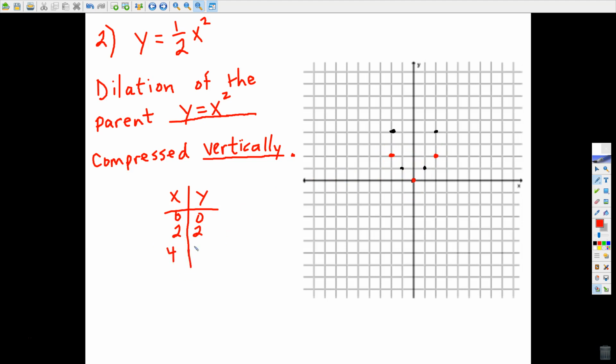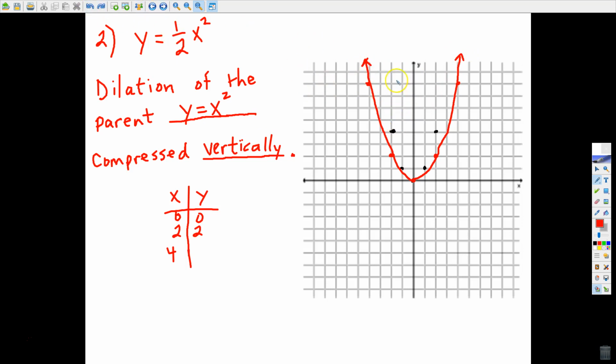Let's try 4 as an input. 16 times 1/2 is 8, so the point 4, 8 is on our graph, and symmetry means we have another point. So you can see that the red is a wider version of the black parent. Okay, so compressing, just think of we're pushing the parent downward.